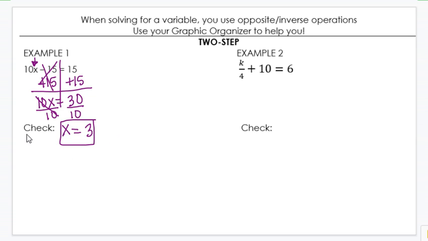Now, I'm going to check my answer by plugging 3 back in. So I have 10 times 3 minus 15, and we're going to see if that equals 15. So in your calculator, type in 10 times 3 minus 15. Do it all at once, and then hit the equal sign.